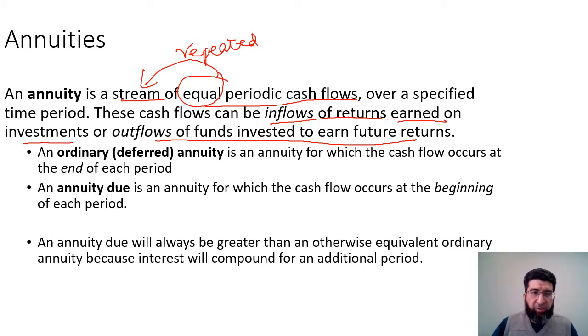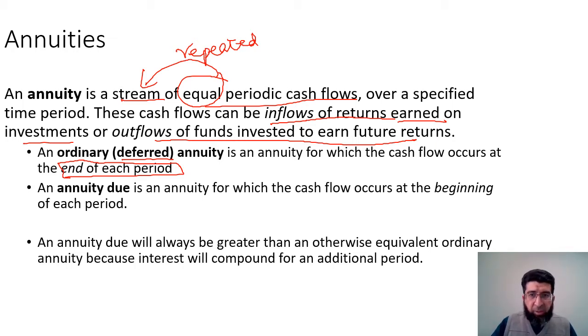There are two types of it: an ordinary annuity and an annuity due. An ordinary annuity, also called a deferred annuity, is an annuity for which the cash flow occurs at the end of each period. As we discussed previously, under the timeline we write end of each period, or end of year. So if we plot the annuity on the same timeline, it would refer to an ordinary annuity.